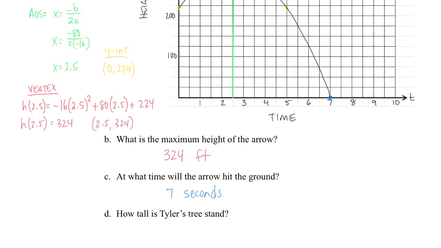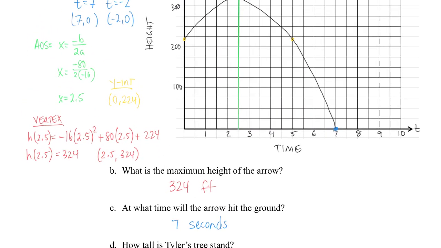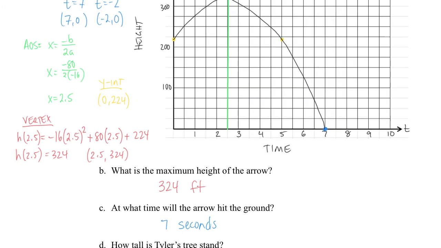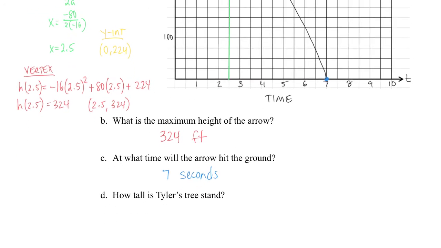And then the last thing is, how tall is Tyler's tree stand? Well, the tree stand is where he shot the arrow. So the height of it is right here. This is where he shot the arrow. So the y-intercept tells us that the tree stand is 224 feet tall.